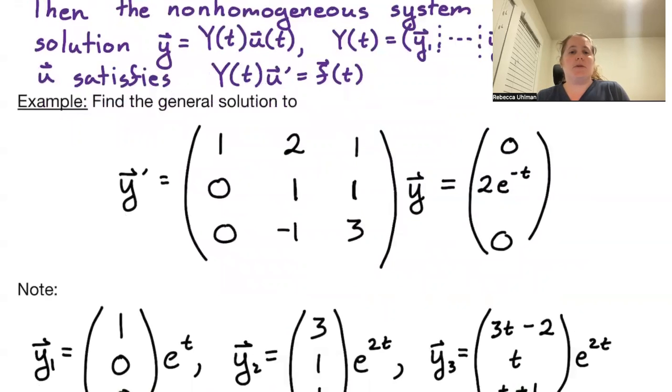So we're going to go ahead and do a 3x3 example. Let's find the general solution to y prime equals the 3x3 matrix A times y plus f of t, where A is 1, 2, 1 for the first row, 0, 1, 1 for the second row, and 0, -1, 3 for the last row. And f of t is 0, then 2e to the negative t, and then 0.